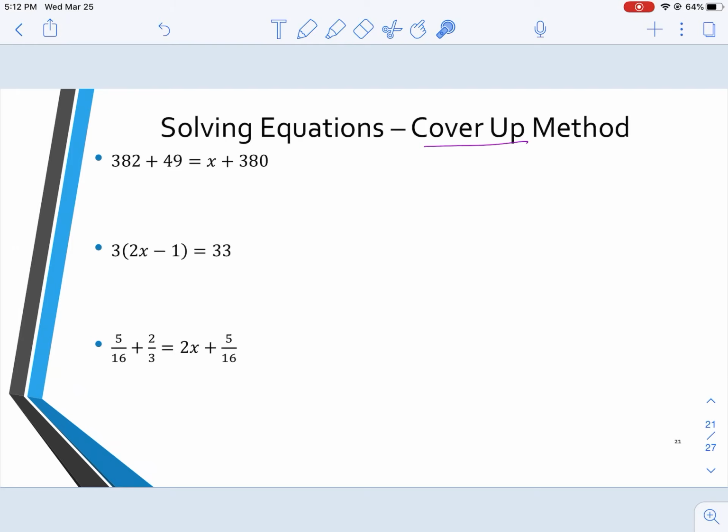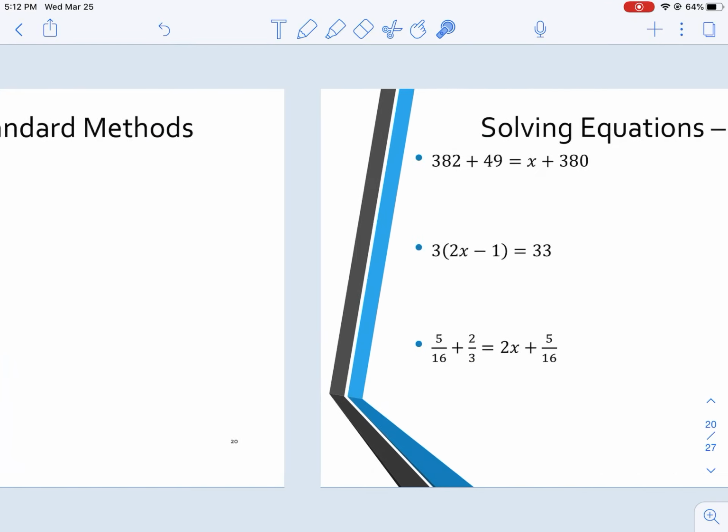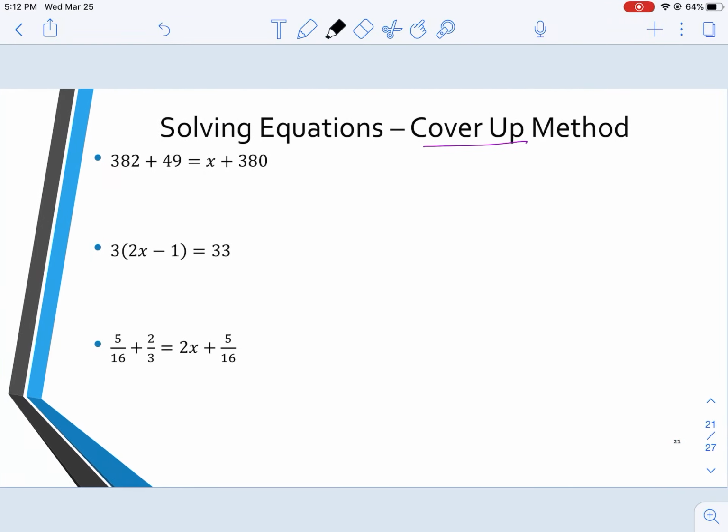And so, in this example, you'll remember in the previous video, we combined like terms and then did solving. Instead of doing that here, we're going to cover up our variable, okay? So we're just going to think of this as some number. And we're going to look at how these two sides relate. We see these numbers are pretty close. So 380 and 382 are pretty close to each other. I've got two more here than over here.